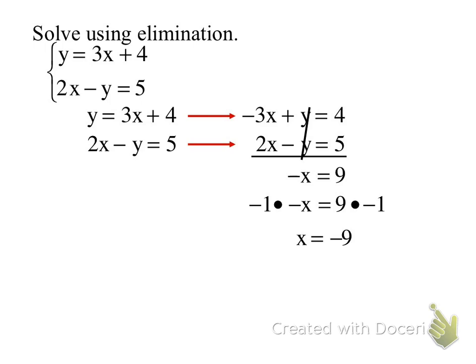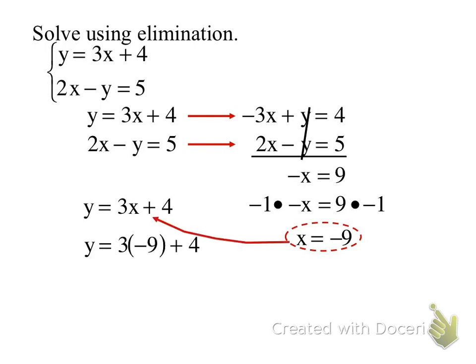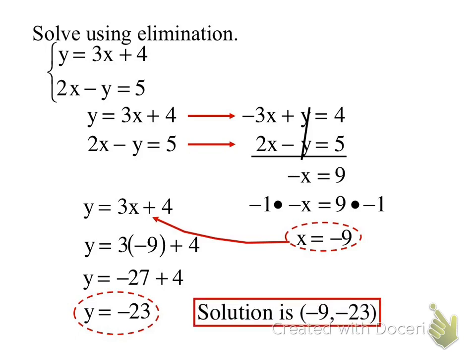Now what? Patrick? Negative 9 for x, in either original equation. I like the y equals 3x, and we end up with negative 27 plus 4. Okay, which is negative 23. So our ordered pair is negative 9, comma, negative 23. And don't forget to check. Make sure it works, especially on a test.